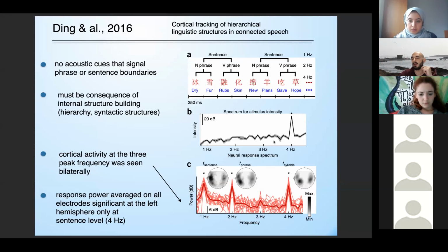Whereas if they only looked at the left hemisphere, they would only find this. So you really need to look at both hemispheres if you want to find this result. Okay, which is also interesting.